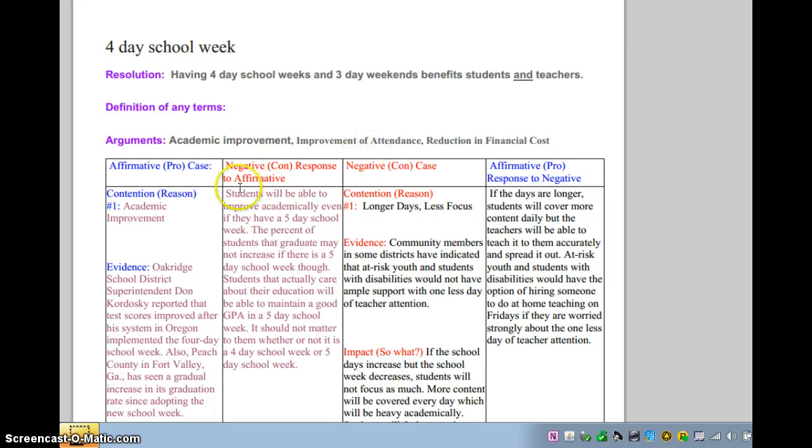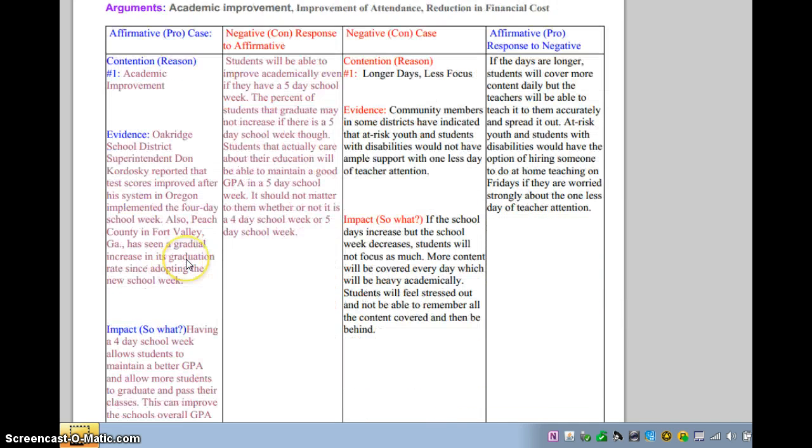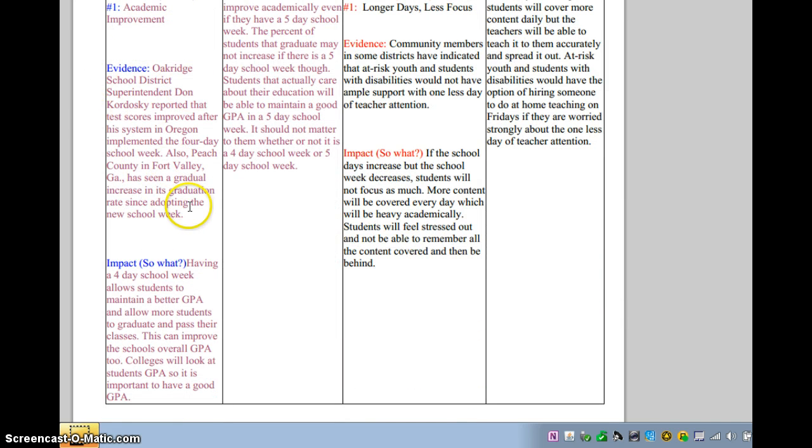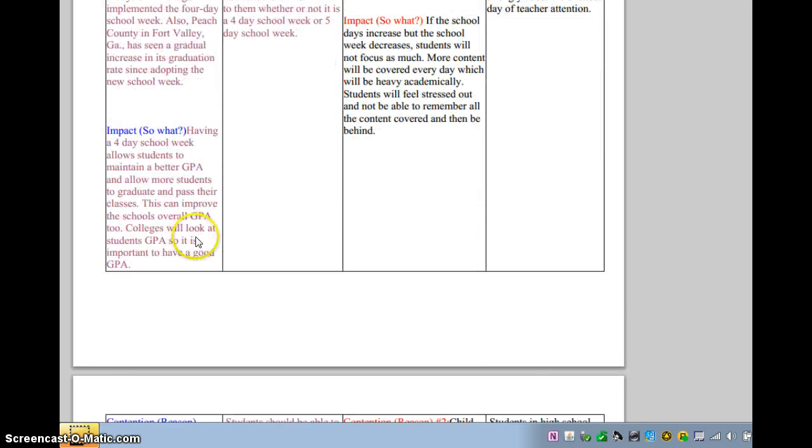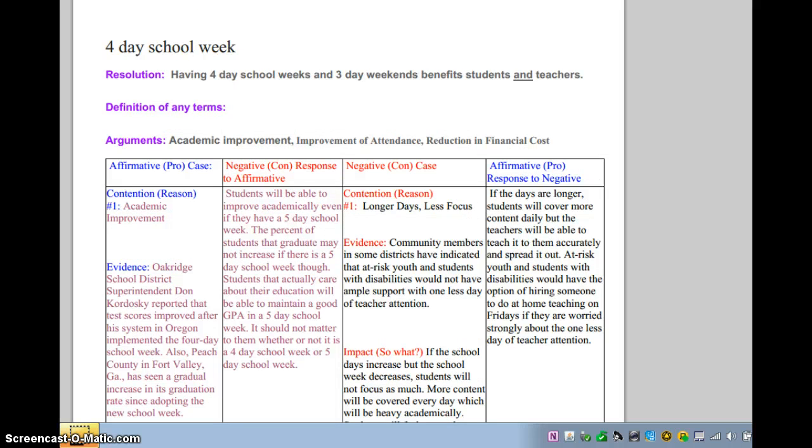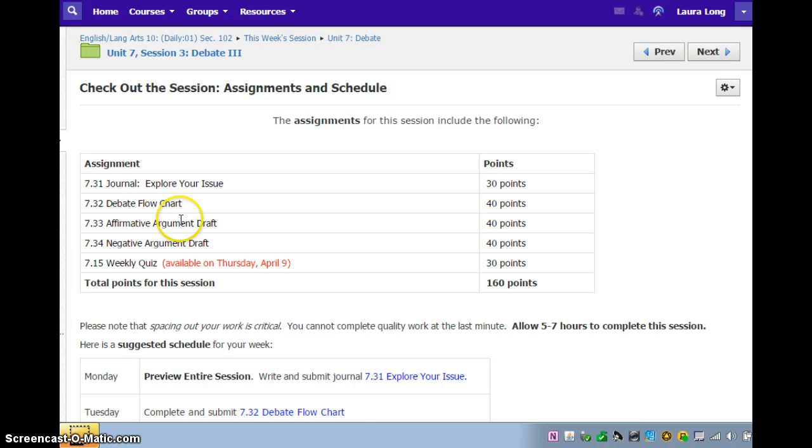And there's an example in the course of what this is going to look like for example, for a 4-day school week, where you're putting your evidence from your research and the explanation of that evidence into an outline so that you then can go and write your papers, that affirmative argument draft and your negative argument draft.